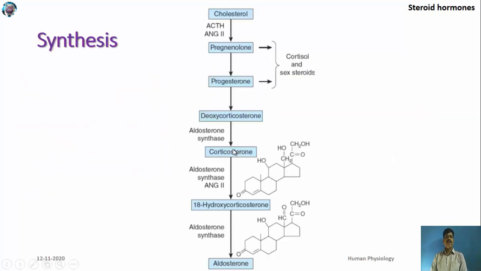Okay, so next, this is another simplified structure of the production of these hormones. You can see corticosterone, which we already know. From corticosterone, aldosterone synthase can convert it into 18-hydroxycorticosterone, and this 18-hydroxycorticosterone is then converted into aldosterone. So this is a mineralocorticoid. The functional component of mineralocorticoid is synthesized from this corticosterone.